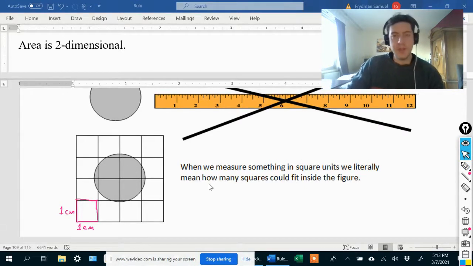So we would not be able to measure the area of a circle or anything else directly with a ruler. If we wanted to measure the area directly, then we would have to use some sort of a square grid like this. Now, there is a way to figure out what the area is using the radius of a circle, actually, but that is for another video. I'm going to save that for later.